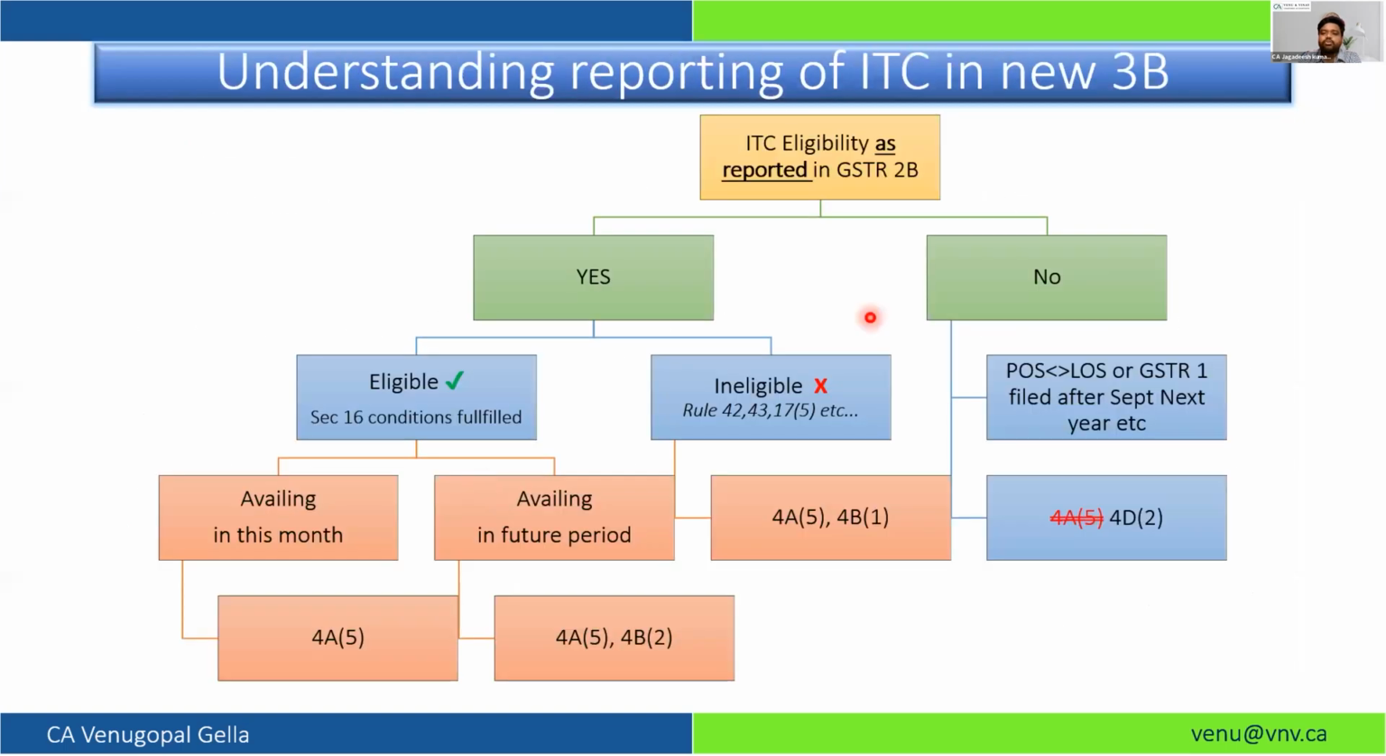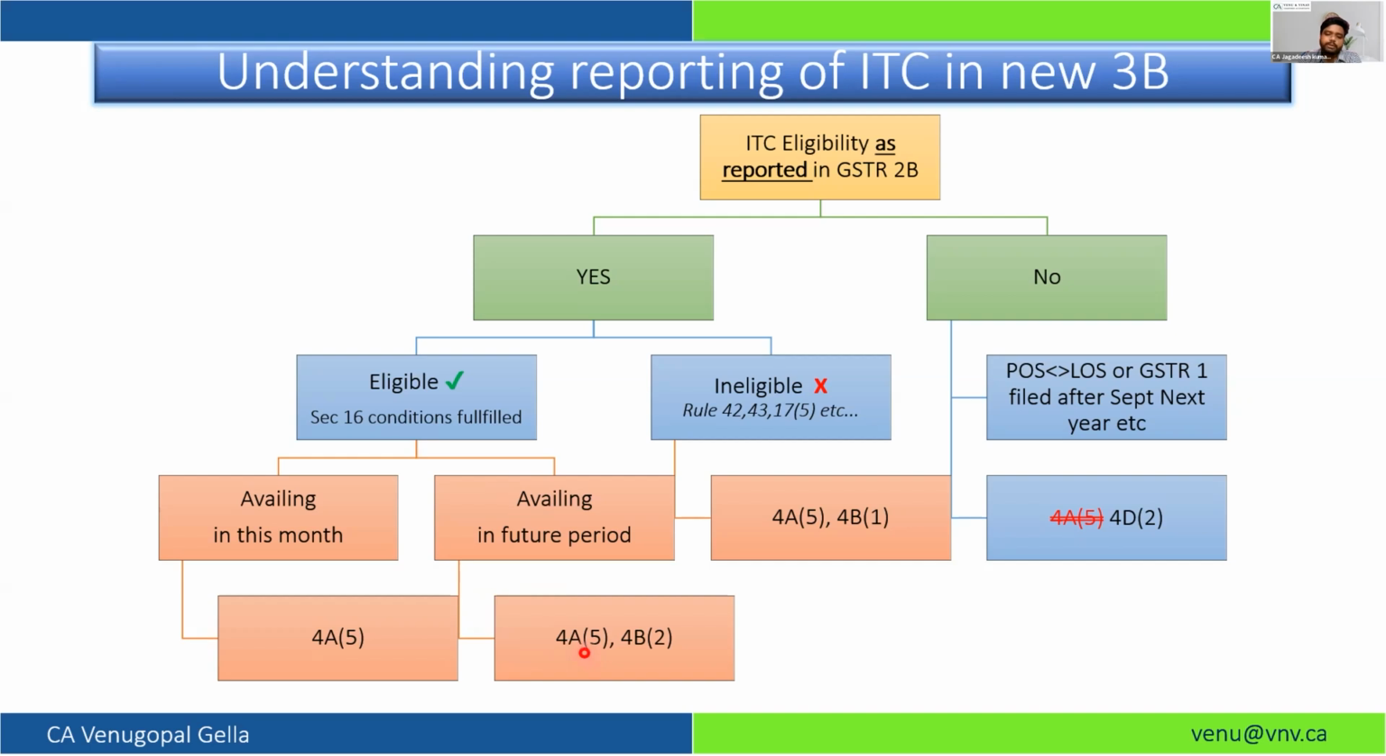So we'll see the GSTR 2B. If my credit in GSTR 2B is marked as eligible, and if all section 16 conditions are fulfilled, I can avail it in the current month. So this will be auto-populated in 4A5. If any condition in section 16 is still to be fulfilled, then I will avail it in a subsequent period after fulfilling the condition. Then I will keep 4A5 as it is.